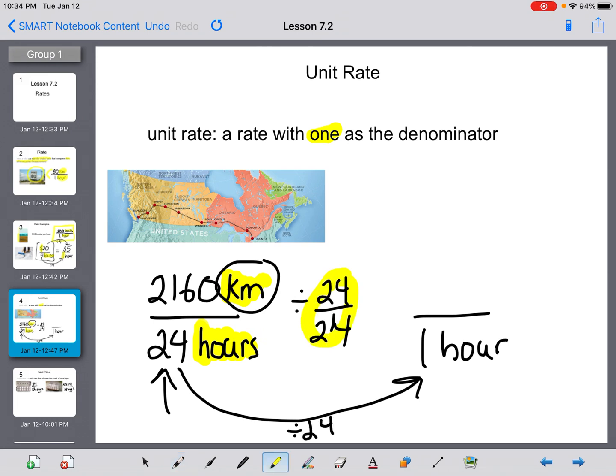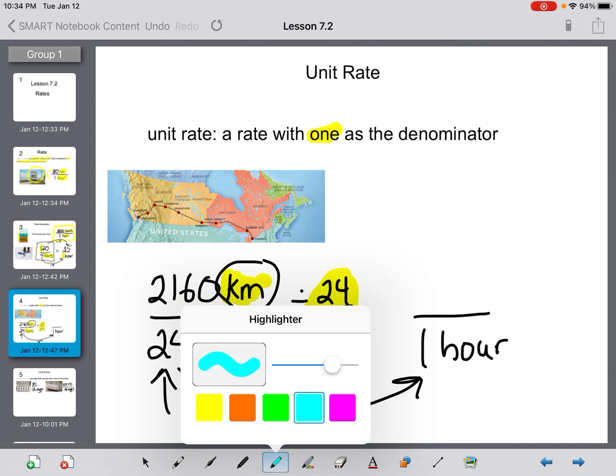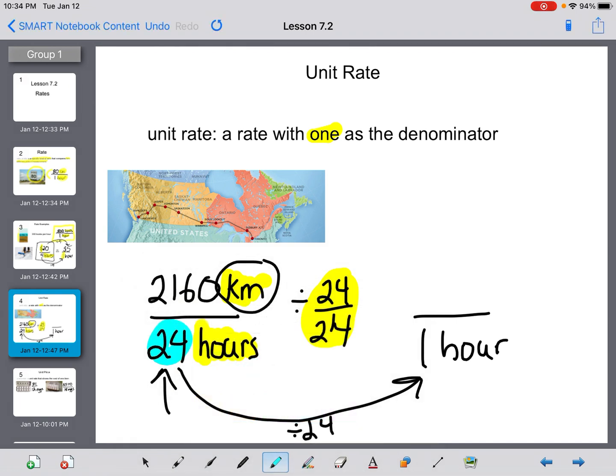But I just want you to notice that basically every time we want to find a unit rate, we're dividing the top and the bottom of our fraction by our original denominator right over here, 24. So easy enough, 24 divided by 24 is 1 hour. And then of course over here, I can do 2,160 divided by 24. Okay, so you can do all those calculations. I'm not going to do the long division right now. You don't need to watch that.